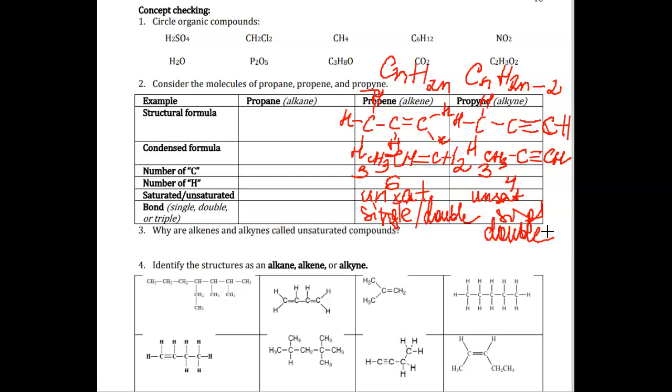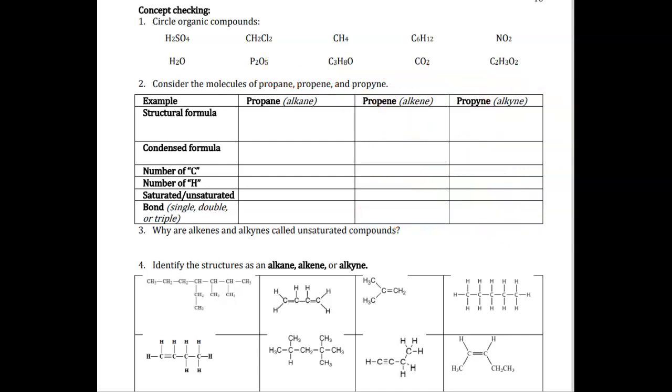So, and I write it down again for propanes, CnH2n plus 2. That will help you calculate the number of hydrogens in every group of hydrocarbons. I'm gonna erase this. Okay.